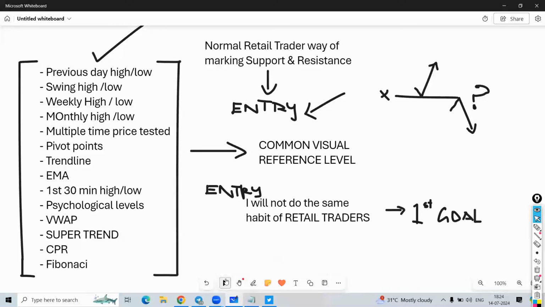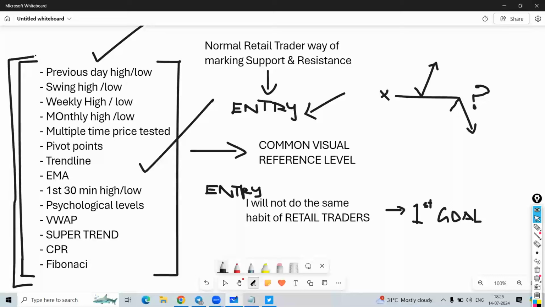If consistent money was possible just by following these reference levels, everyone would have easily made money. But what you will find on YouTube, in free sessions and free webinars, is that they just mark any of these 13, 14 reference levels and try to explain a trade strategy, trade method, etc. You would have already seen lots of videos with the help of these 13, 14 reference levels. This session is not for that.